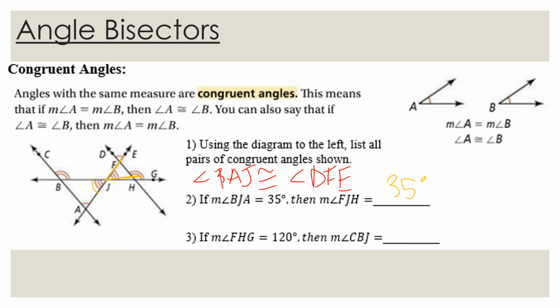If FHG, so FHG is right here, if this is 120 degrees, what is CBJ? So CBJ is over here, but they have the same congruent symbols here. They have those two arcs. So that means that they are congruent to each other. So the measure of angle CBJ is 120 degrees.